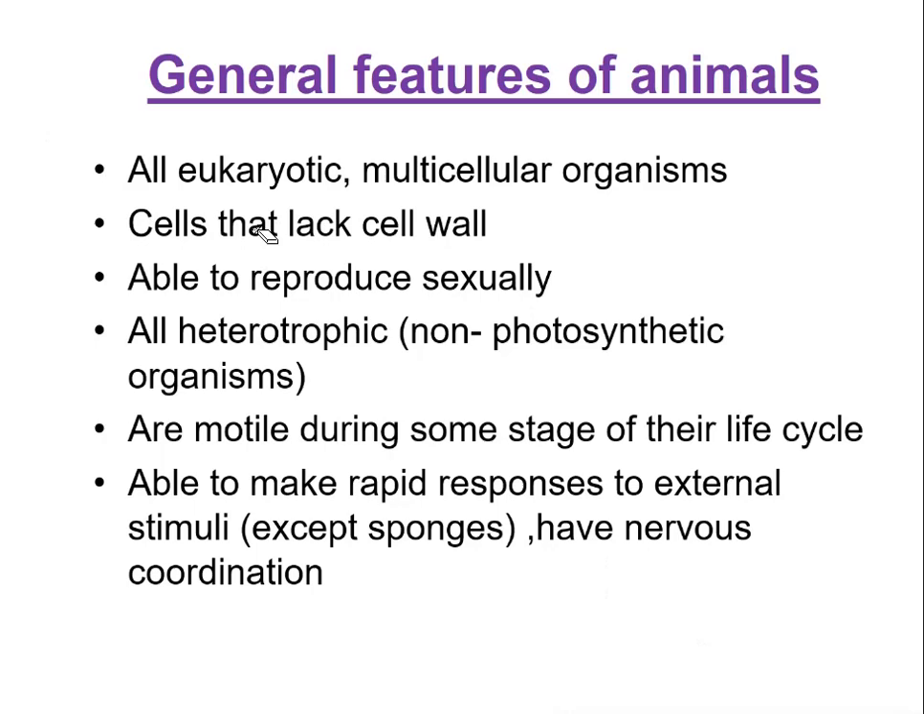Okay, next we go to the general features of animals, where all animals are eukaryotes, lack a cell wall, and are able to reproduce sexually. All animals are heterotrophic organisms, and some have a motile stage during their life cycle. Motile means they might be moving in a spinning movement like that. Animals are able to make rapid responses to external stimuli, except for sponges, because sponges are not able to make responses to external stimuli. One reason is that sponges cannot move, and animals have nervous coordination.